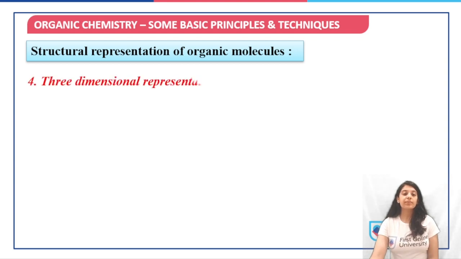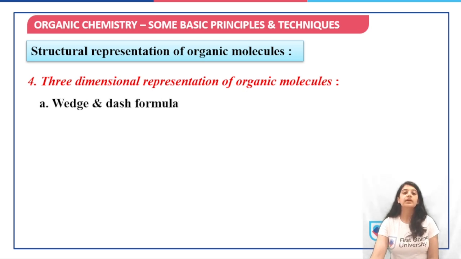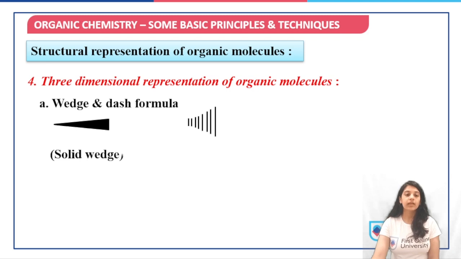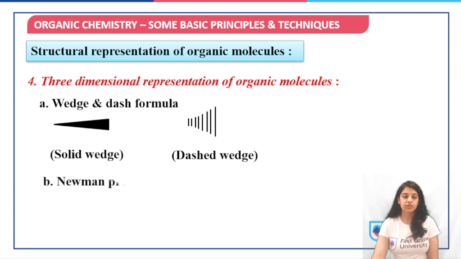Now, structural representation of organic molecules. So if I want to look at the 3D representation of organic molecules, there are various ways in which we can look at the 3D representation of organic molecules. The first one is the wedge and dash formula. This is a wedge. This is a dash. This is solid wedge. This is dashed wedge, or you can simply call it wedge and dash.